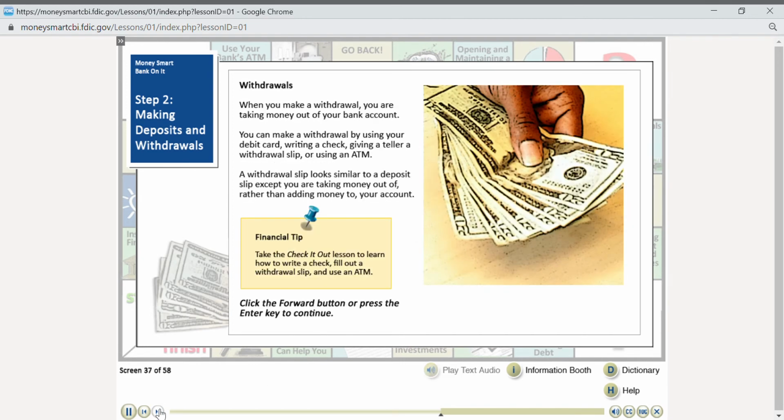A withdrawal is money you take out of your account. Be sure to keep track of the money you deposit into or take out of the account so you don't spend more than you have in the account.